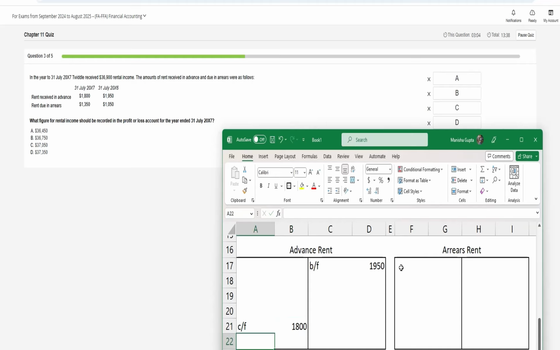Similarly, for the rent in arrear, it's now receivable. So brought forward will be an asset, which will be on the debit side. The amount is 1050, and carry forward will be opposite. Okay, carry forward will always be opposite.